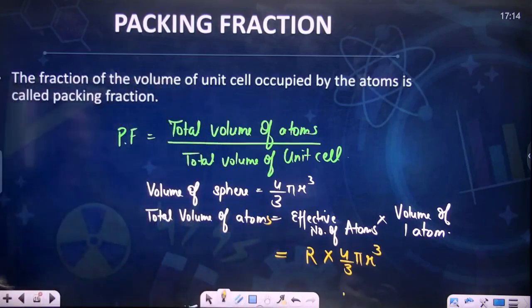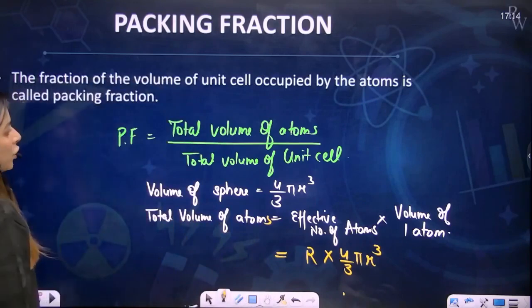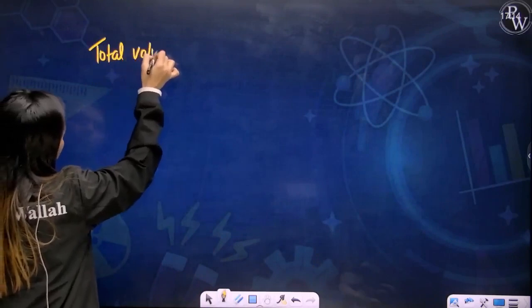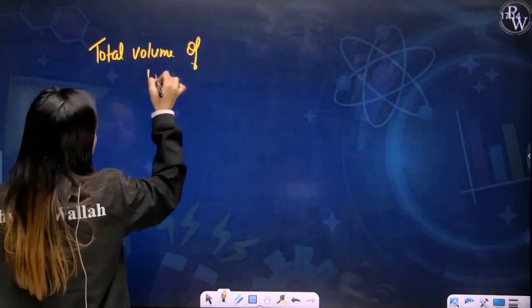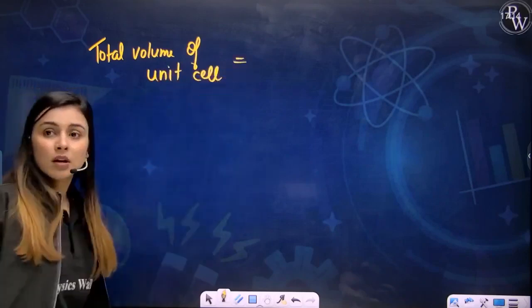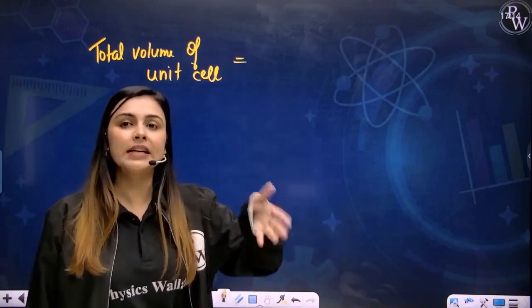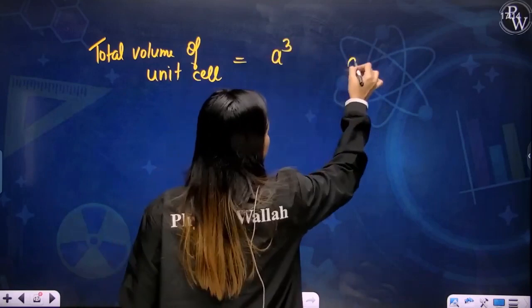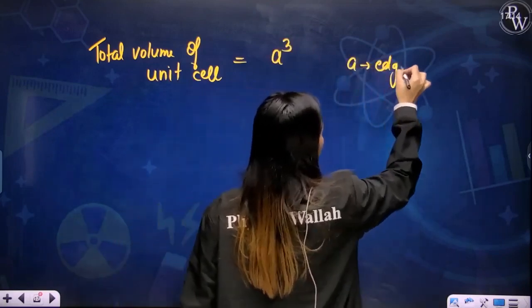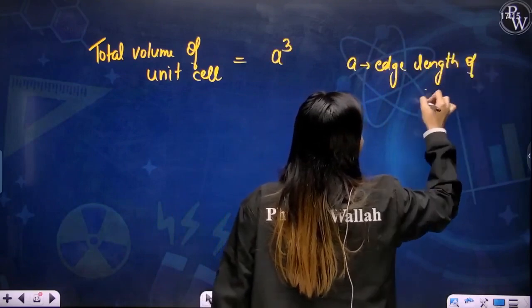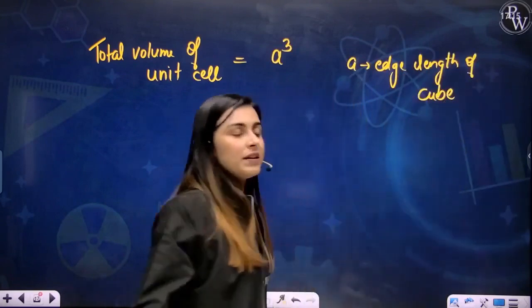Now let's try to calculate the total volume of the unit cell. Since it is a cube, and the edge length of the cube is, let's say, A, we can say that the volume is A cube, where A is the edge length of the cube. I hope it's clear to you.